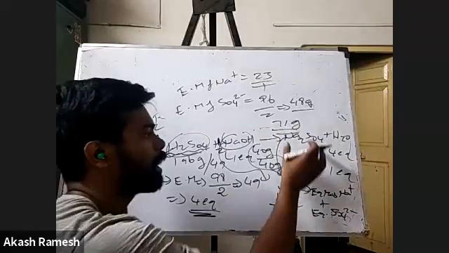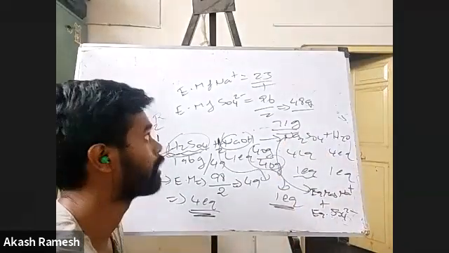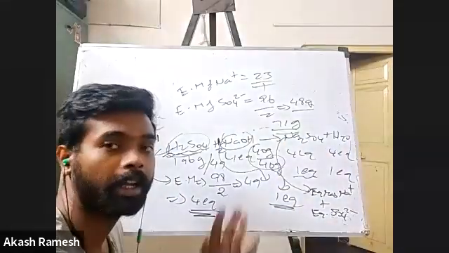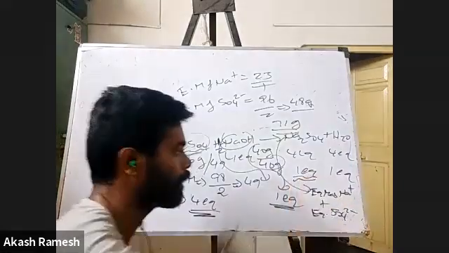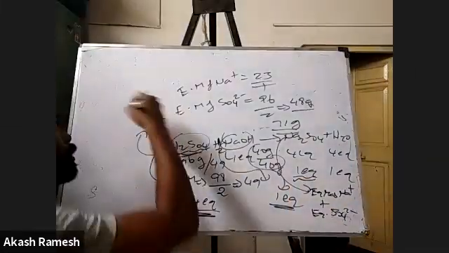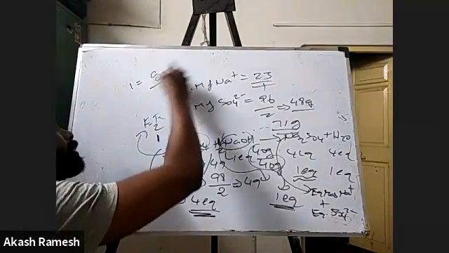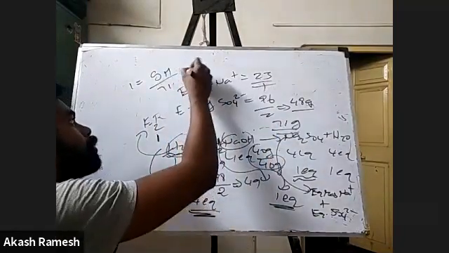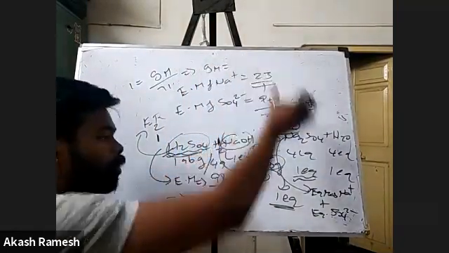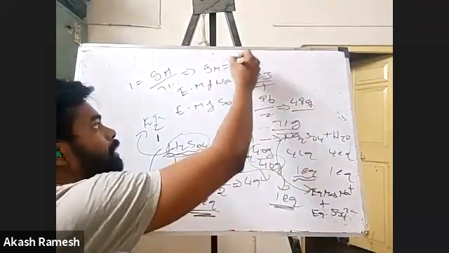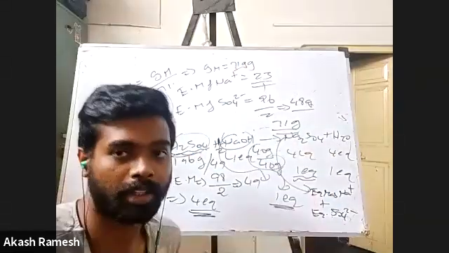71 grams is the equivalent mass of what? Na2SO4. Right, now you have the number of equivalents, that is 1. So the number of equivalents is 1, given mass divided by the equivalent mass is 71. So the total mass of Na2SO4 formed is 71 grams. That's it. Sir, it's 4 equivalents.